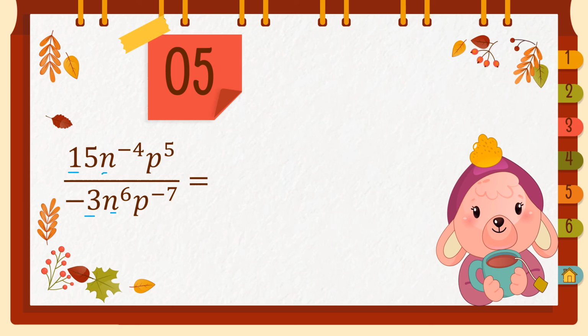Ano po ang gagawin sa kanilang exponent? Subtract. And then same lang din, si p, parehas po sila ng base. Anong gagawin sa kanilang exponent? Subtract. So, ito 15 divided by negative 3, negative 5. N, negative 4. Tapos, positive 6 akyat sa taas, magiging negative 6. Si p raised to 5, iakyat si negative 7, magiging positive 7. So, ito po ay magsisimplify po tayo.